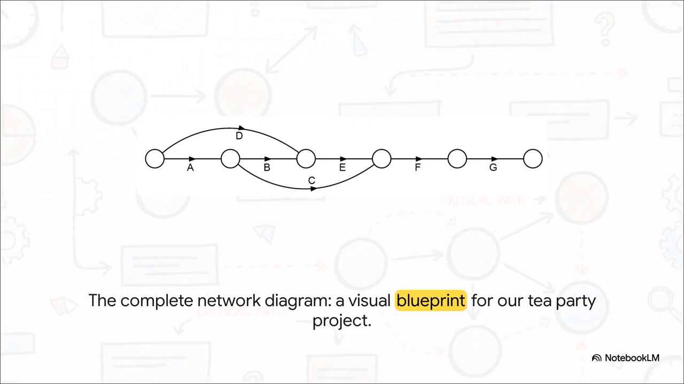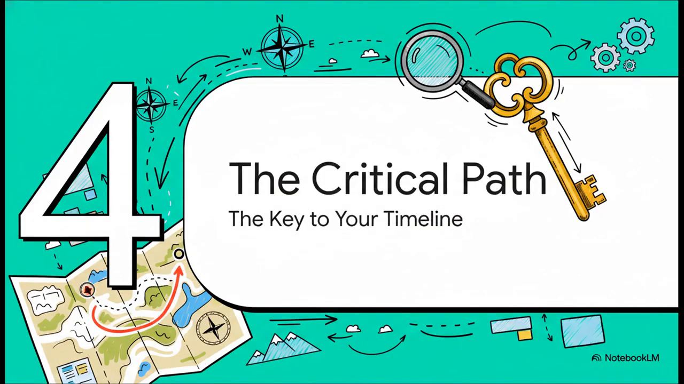And there it is, the complete network for our little tea party. Look at that. What was just a messy to-do list is now this beautiful, logical visual flow. You can see things you can do at the same time and things that have to happen one after the other. This is our blueprint. This kind of clarity is what stops stuff from getting missed or mixed up. So we've got our map.